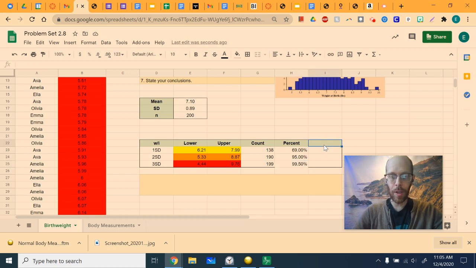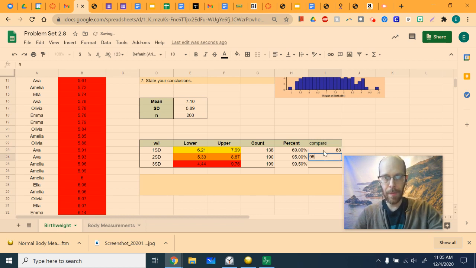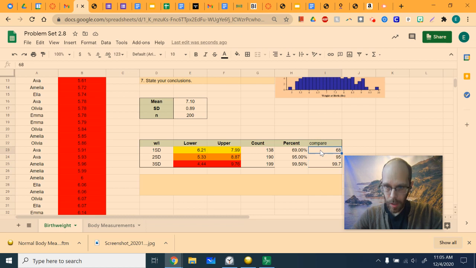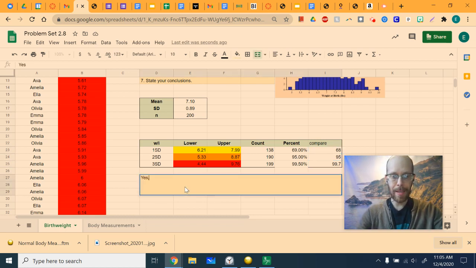The distribution that we are comparing with is 68, 95, 99.7. Oh, by the way, no, never mind. Let's keep going. So close, close, close, conclusion. Yes, these data are normally distributed. Actually, let's do it this way.